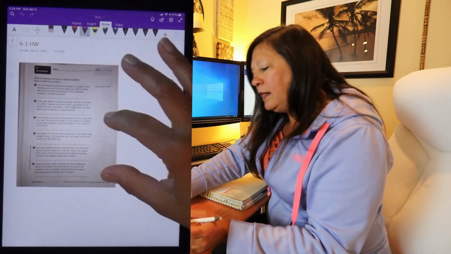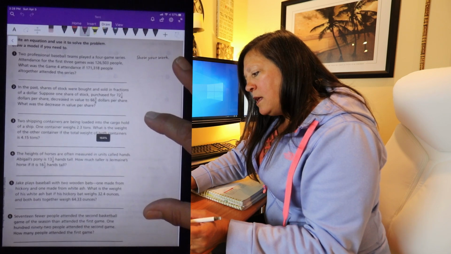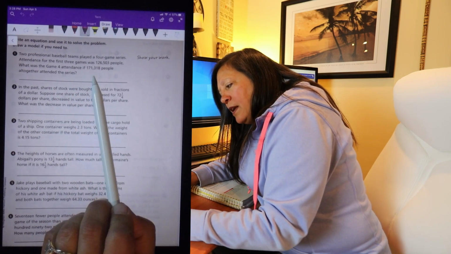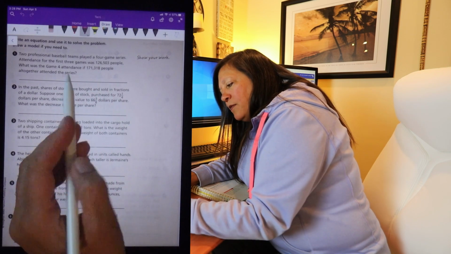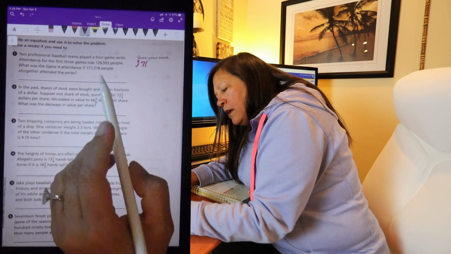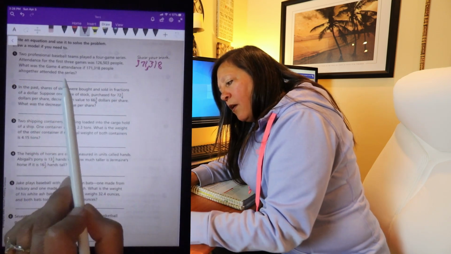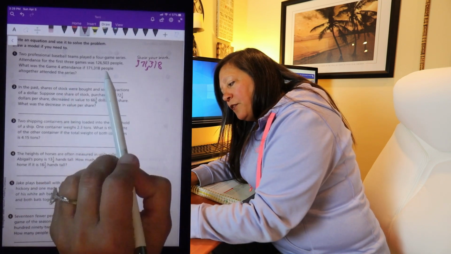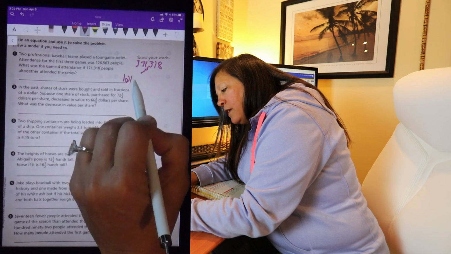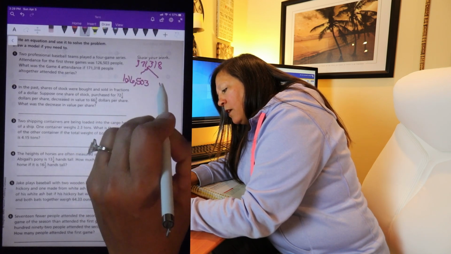Okay, so I can make a little bit of notes. Hopefully you can see that. Okay, so what we know is all 4 games, the attendance was 171,318, okay, all together attended. And the first 3 games was 126,503. So this is our unknown number.